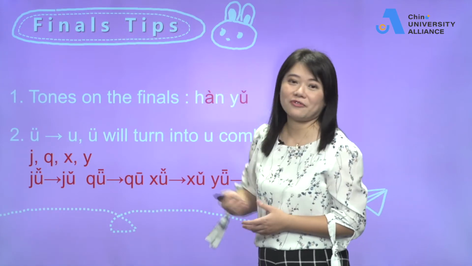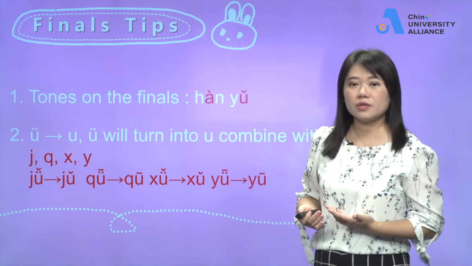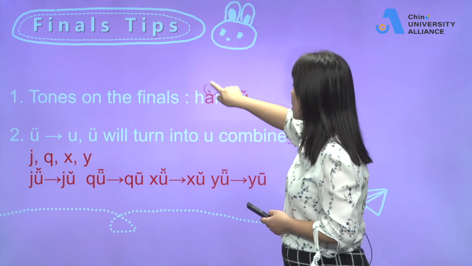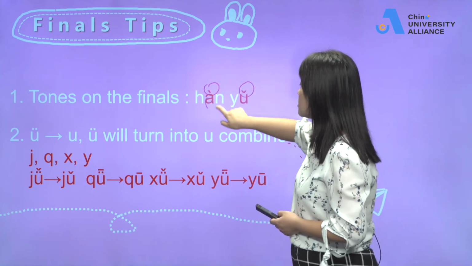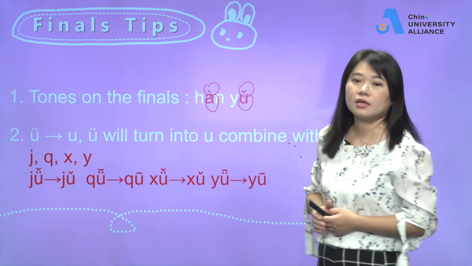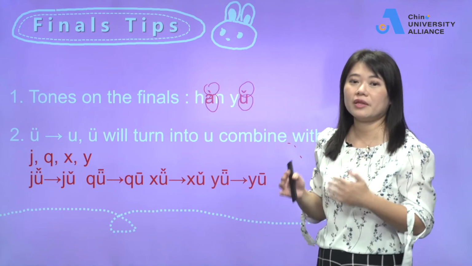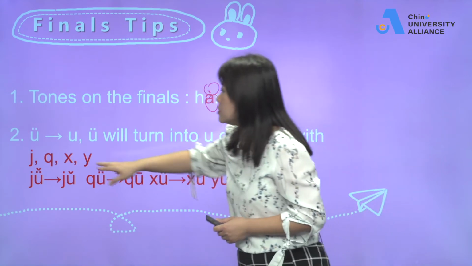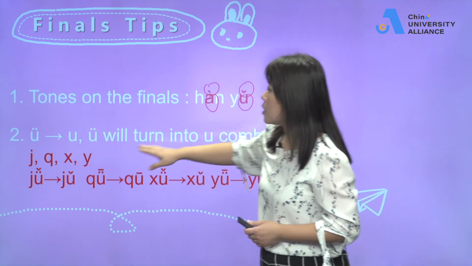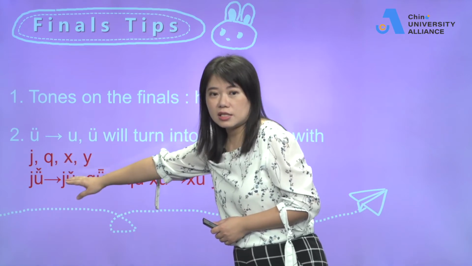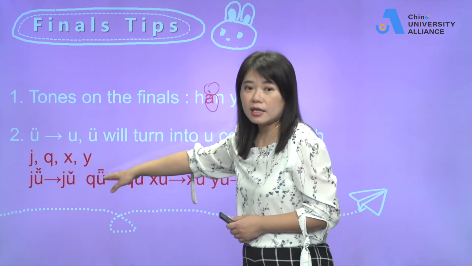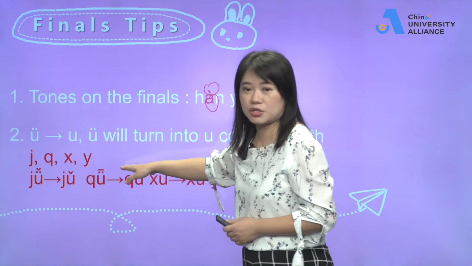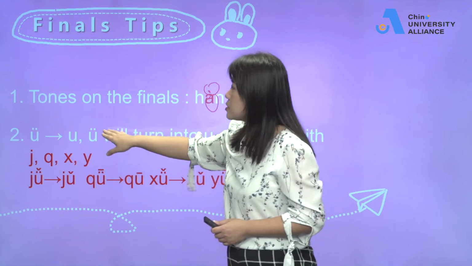Here are the tips of the finals. We have learned that if the tones come across the finals, it will be on top of it. So tones will be stuck with the finals. And let's see this one. When the U comes across J, Q, X, Y, these four initials, it will take off the two points on top of it.